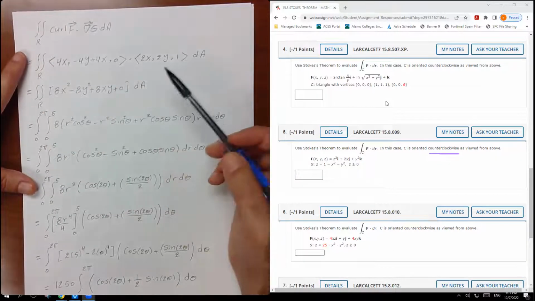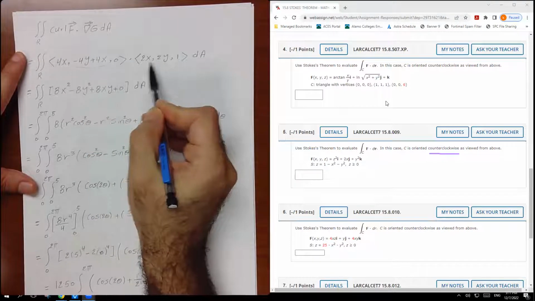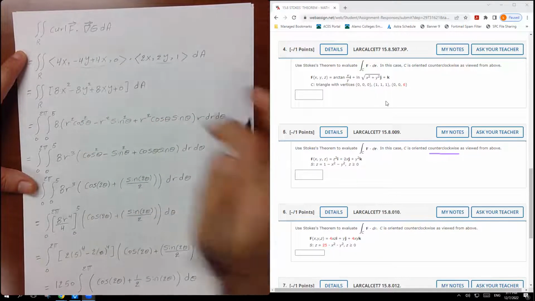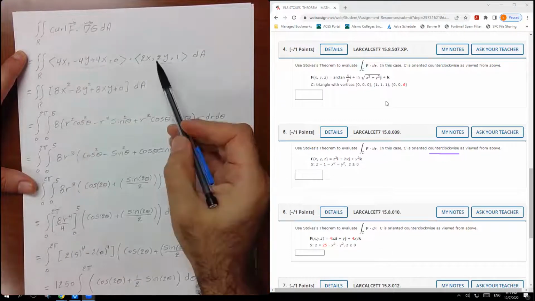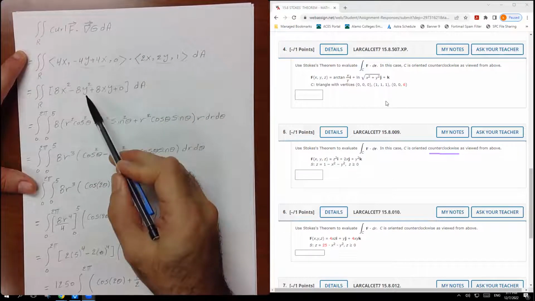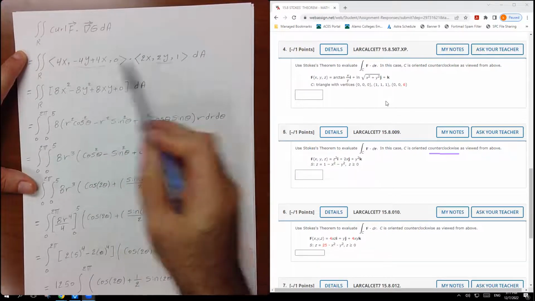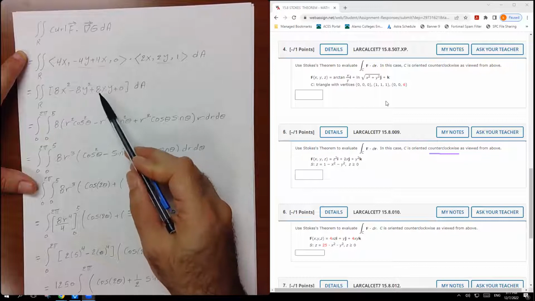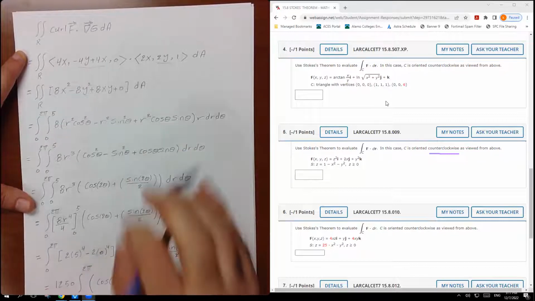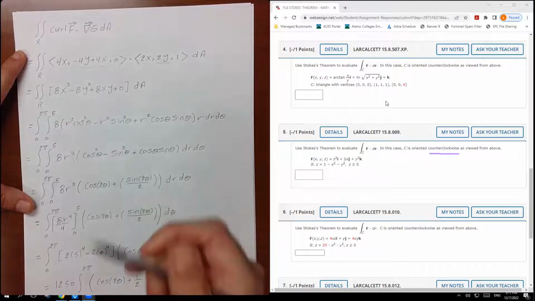plus 0. Because when you multiply this one with this one as a dot product, you have to distribute with this one. So the 2y times negative 4y is going to be negative 8y squared, and 2y times 4x is going to be 8xy. Then we're going to convert everything to the polar coordinates.